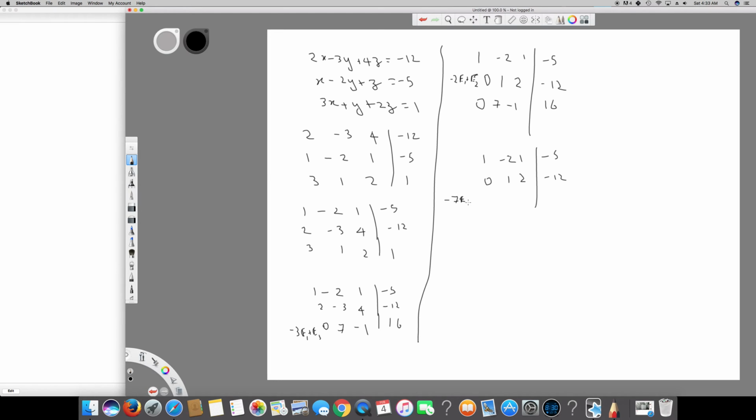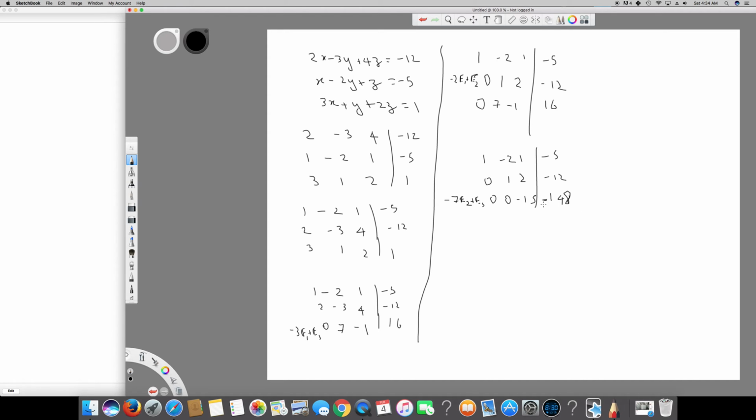So minus 7 e2 plus e3, which is going to give me 0, 0, and minus 7 times 2 is going to be minus 14. Minus 14 plus minus 1 is going to be minus 15. Minus 15, and the other side is going to be minus 7 times 12 is going to be what? 154. 154 plus 16 is going to be minus 148. Minus 148.